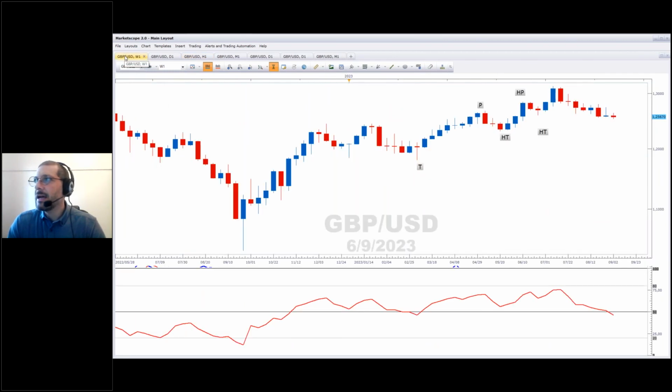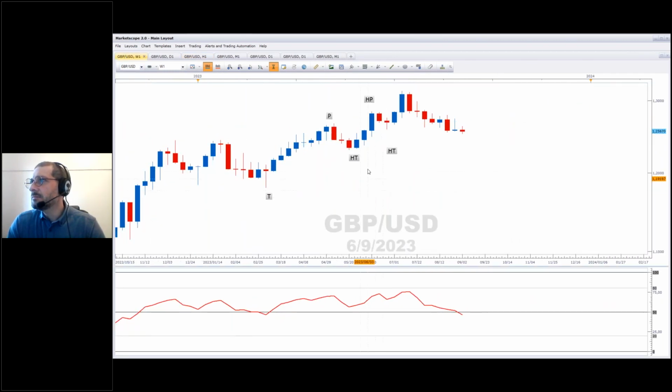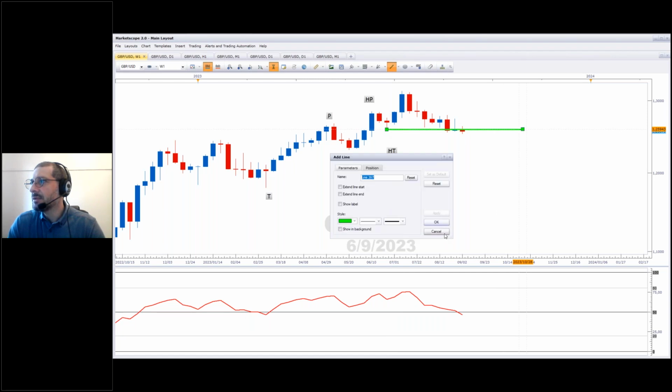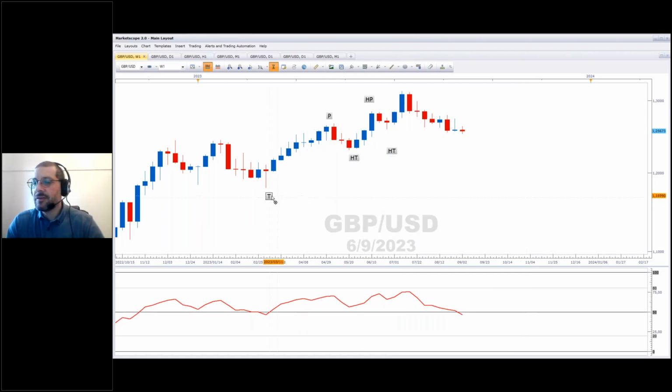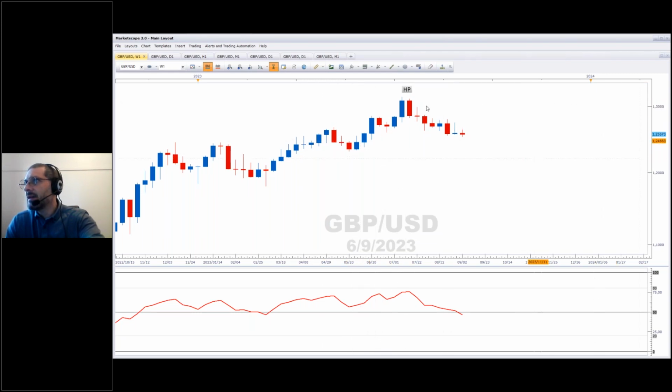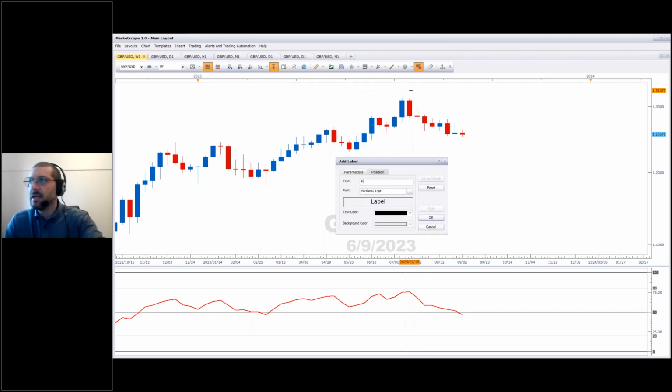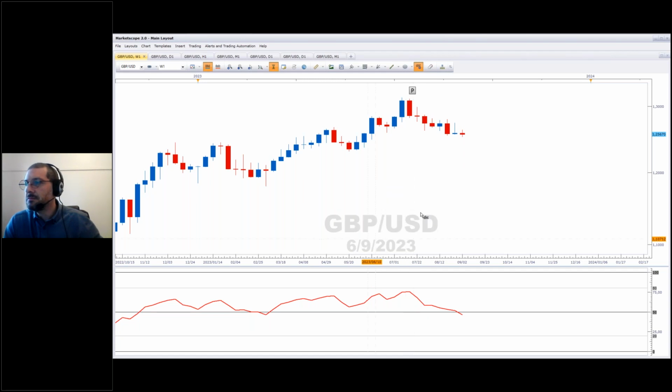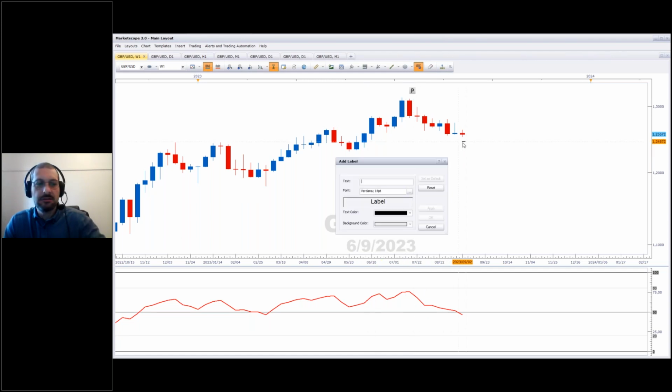So again, take a look at what's happened here. We've broken the uptrend on cable. We haven't started a downtrend per se, but I think we can take these labels out. And I think what we can do, just like what we've been doing with the other currency pairs, is put in new references. We can put in a P and a T.